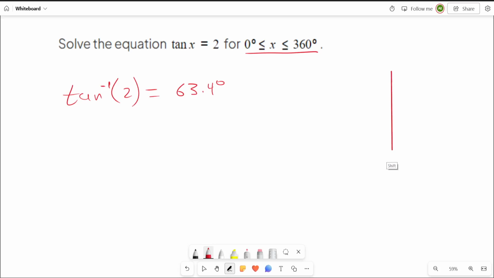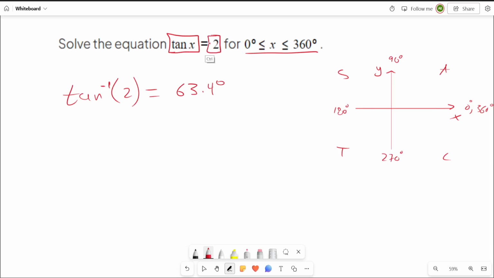Next step is to draw my ASTC quadrants. So this is my x, y, this is 0, 90, 180, 270. These are all degrees, and this is 360 degrees. Okay, I know that this is my all, this is my sine, this is my tan, this is my cosine. So after drawing this in degrees, the next step is to look at my answer. I need tan of something to give me 2, and I know that 2 is a positive answer.